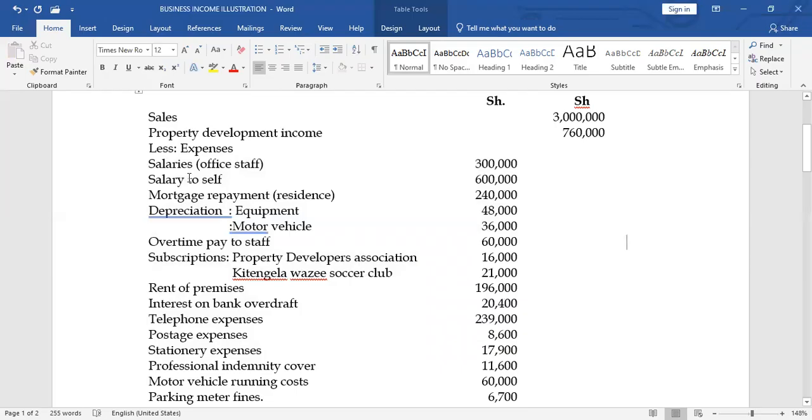Now we are in our expenses. Salaries for office staff. Tell me, you think it's allowable? Yes, it's allowable. What about salary to self? Not allowable. Mortgage repayment for his residence where he stays, do you think that is business? No, not allowable. That one is not allowable.